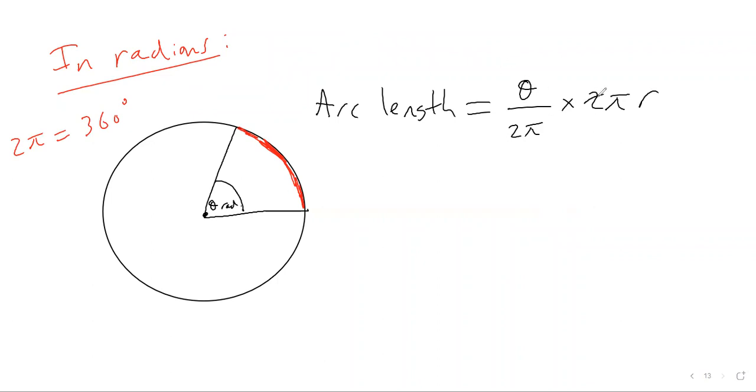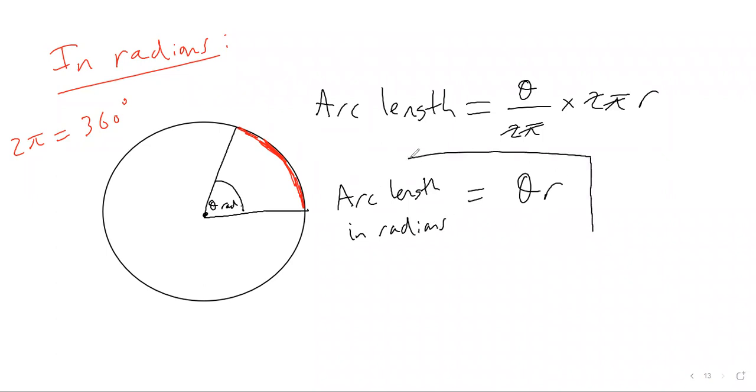Now, the 2s cancel out: 2 divided by 2 is 1. And pi cancels out: pi divided by pi is 1. So you get theta r. So actually, arc length in radians is literally just theta times r. The angle in radians times the radius of your circle will be the arc length. And it is that simple.